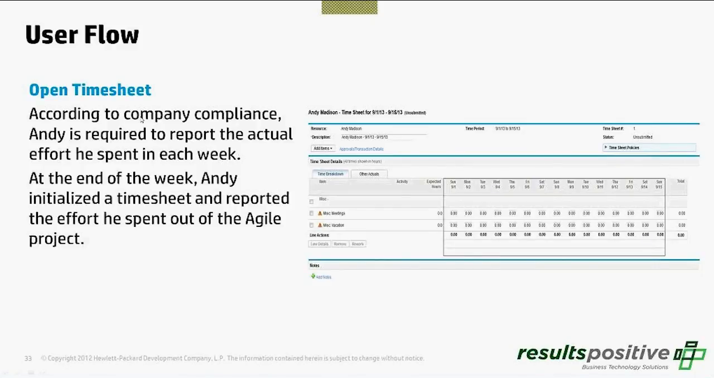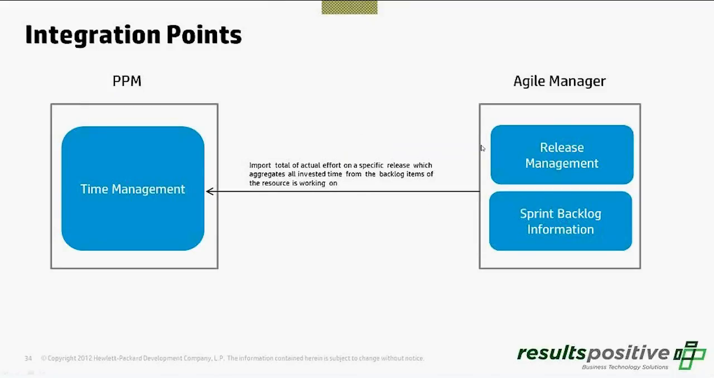So the user flow here is that the user opens their timesheet, and then they would basically add an item from an external system, and it would pull in automatically all of that time that they logged in Agile Manager into the timesheet. And I'm not sure that I can show that today, but I'll try. And this is just another view of it showing the actual effort coming into time management.